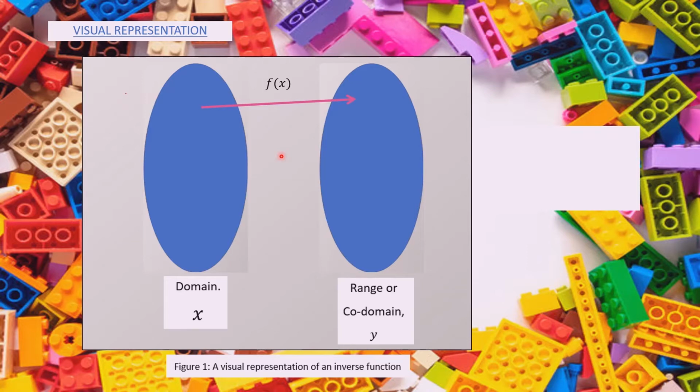Now your inverse function, on the other hand, takes the elements from your range and maps them back to your domain. So it really is a reverse mapping. This symbol here, f superscript -1, means inverse function. You see that this takes the elements from your range back to your domain.